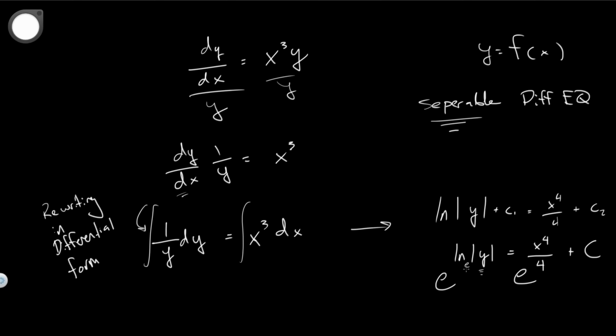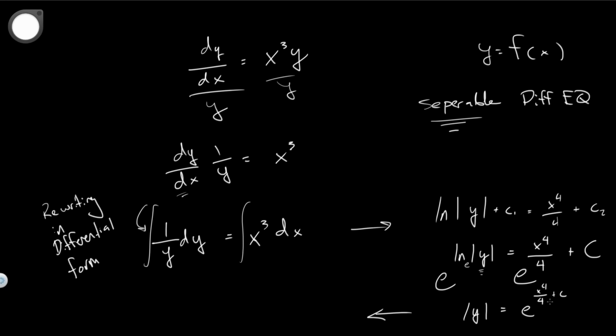All right, e to the ln of y, that is going to be the absolute value of y. And then over here, I'm just going to get e to the x to the 4 over 4 plus c. And then I'm actually going to go over here, just because I don't want to do a whole new page for this. Right? e to the x to the 4 over 4 plus c.